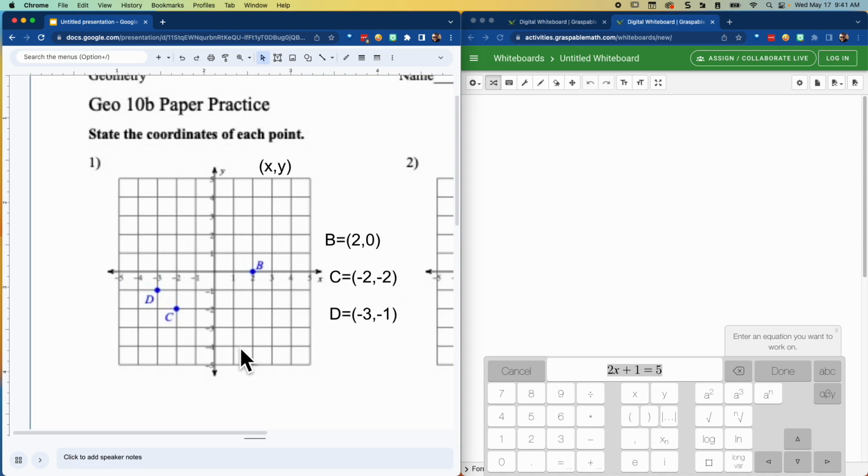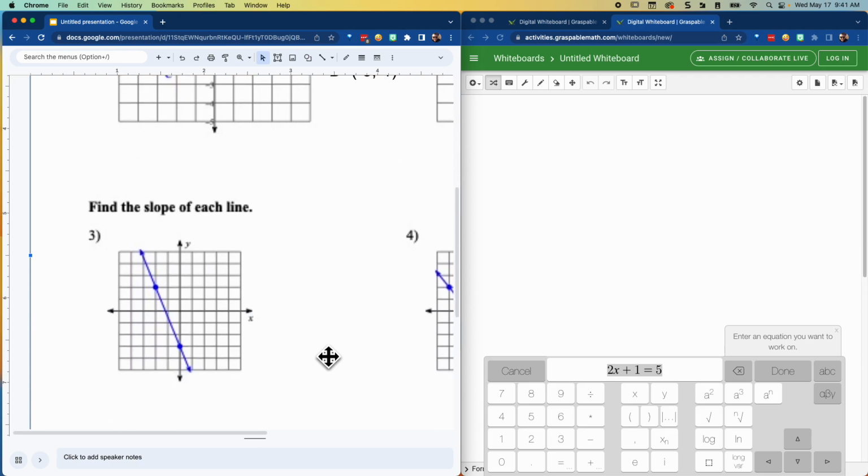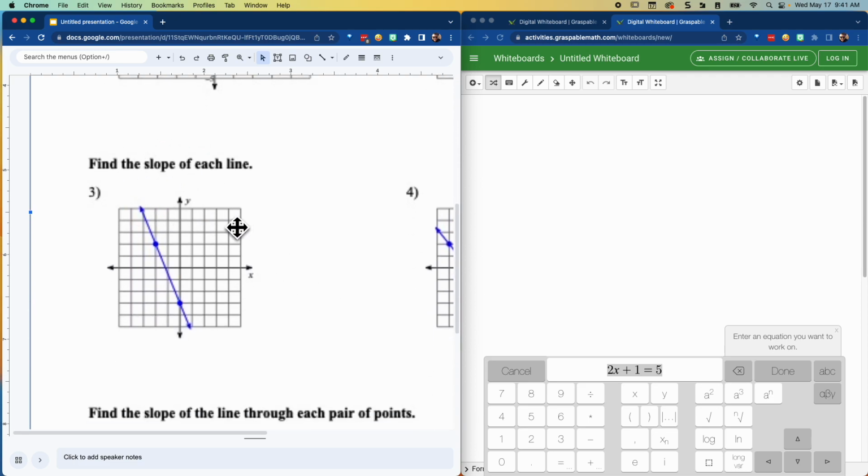So that's just identifying points. What you need to write down is just a quick identifying value there. Now let's talk about the slope of a line. The slope is calculating like the difference in the vertical over the difference in the horizontal.